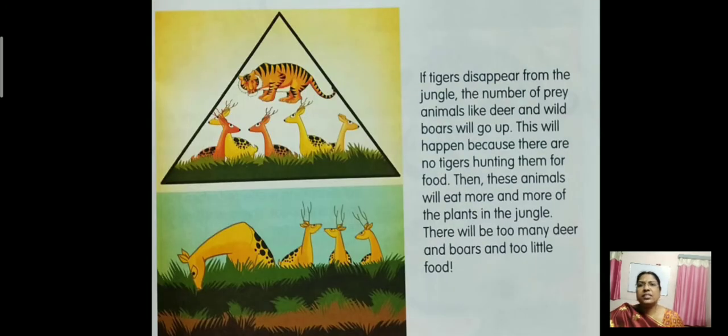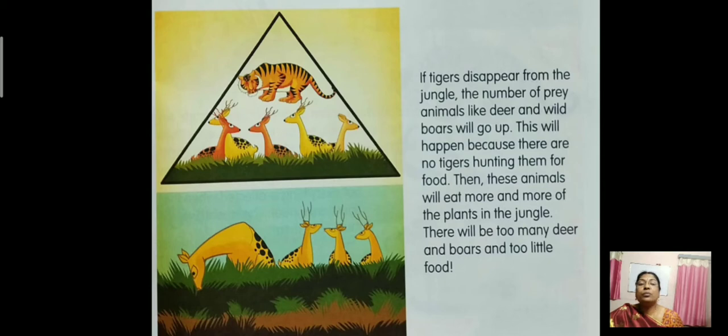Now, if tigers disappear from the jungle, what happens? The number of prey animals like deer and wild boars will go up. Will go up means they will increase. So if the tigers are becoming fewer and if they disappear, then what happens to the number of prey animals? What are the prey animals, children? Yes, very good. Deer, wild boar and the other animals will increase. This will happen because there are no tigers hunting them for food.